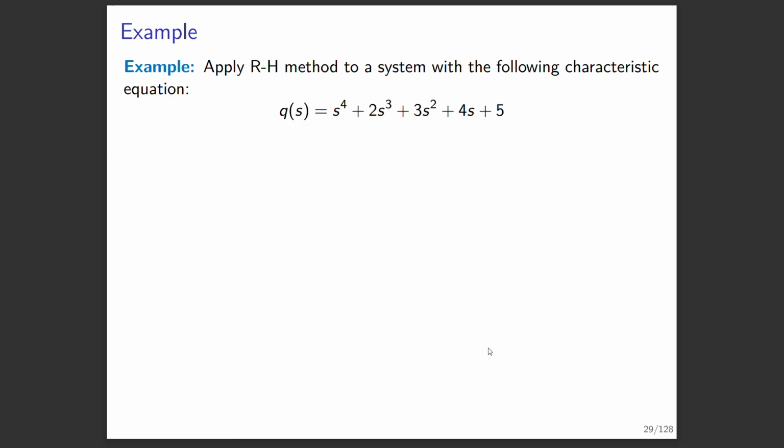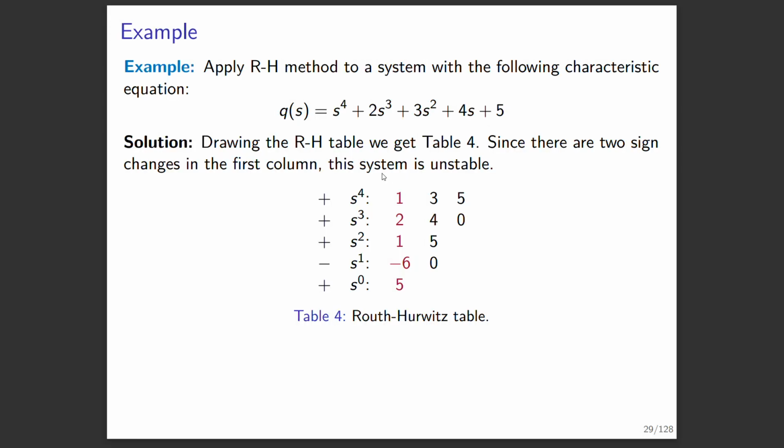How about this? Use the Routh-Hurwitz method for this system. Again, first 2 rows, I'm going to have 1, 3, 5 for the first row. I'm going to have 2, 4, and then 0 for the second row. To find this element, I do 2 times 3 minus 4 times 1, divided by 2. To find this element, I do 2 times 5, subtract from it 1 times 0, divide by 2. And then the next row, and then the next row. And I see again 2 sign changes, therefore my system is unstable.